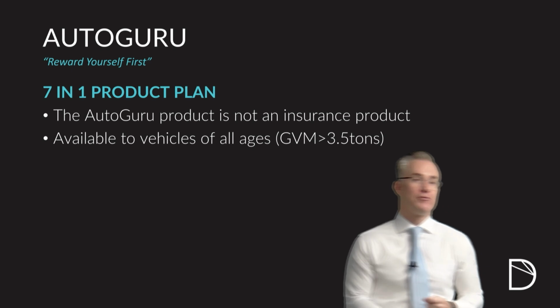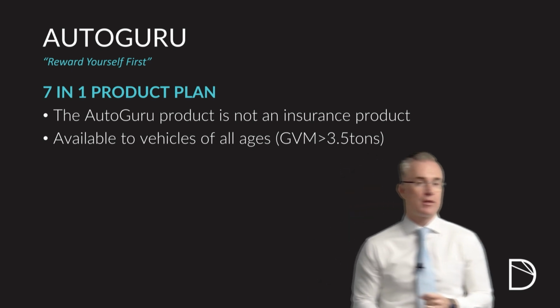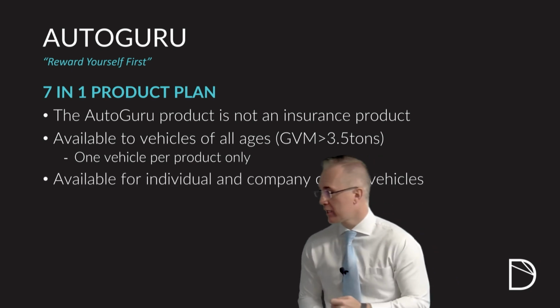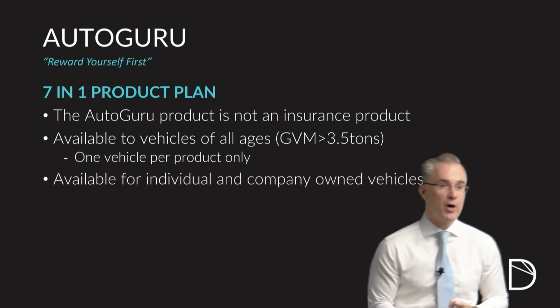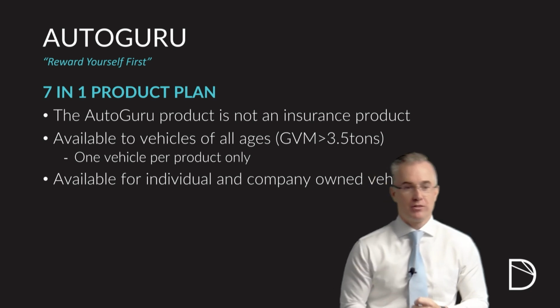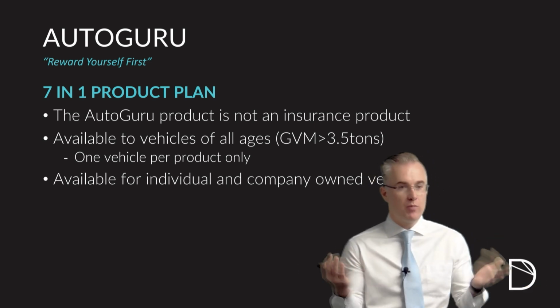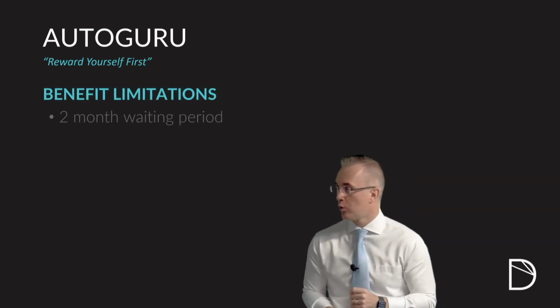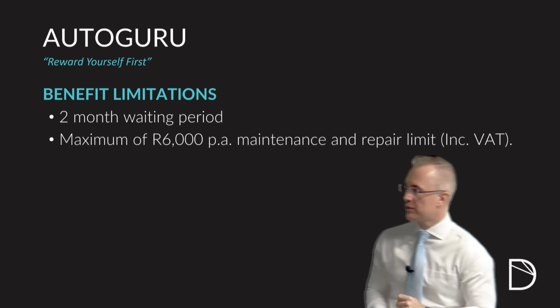It's available to all vehicles that are light commercial vehicles. So in other words, under 3.5 tons. Only one vehicle per product on this particular one. But it's available to both individuals and companies, which is awesome. Company vehicles can be insured under this product as well. No mileage limitations at all on it. 2-month waiting period. You've got to pay two premiums, and then you can use the services. It's not under cover. It's not insurance, but you can use those services.